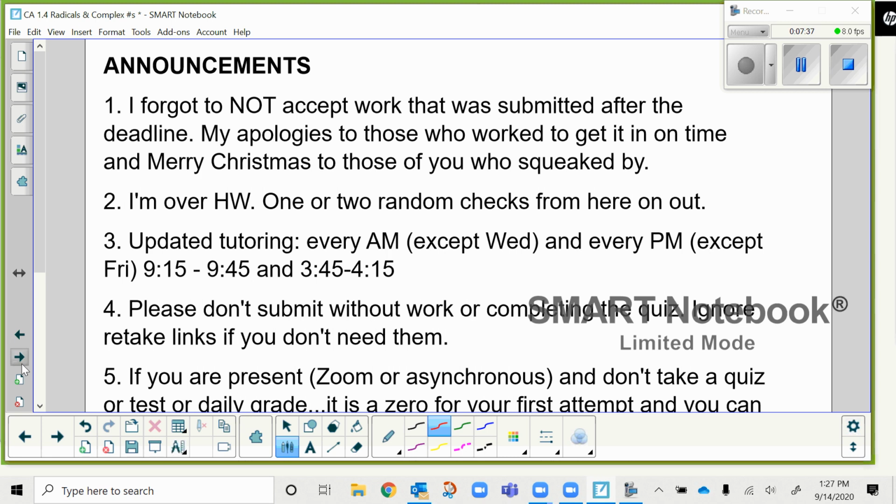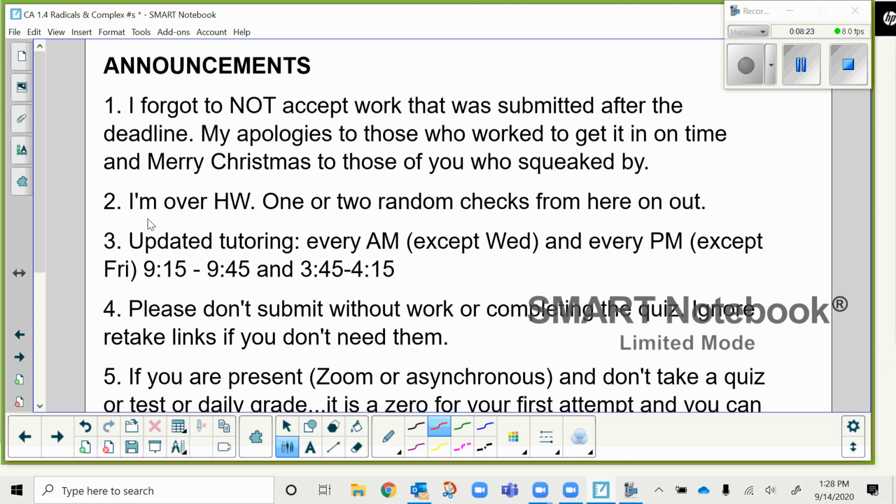Speaking of tutoring, the third announcement, I've updated my tutoring to just every morning from 9:15 to 9:45, except for Wednesdays, and every afternoon from 3:45 to 4:15, except for Fridays. If you look at your tutoring schedule, the other team teachers' names are on there for a couple days. You're welcome to go to those teachers, most especially if, for example, you had Miss Arnold for Algebra 2, and you understand how she teaches and her personality is a better fit for you than mine. You are free to go to her assigned tutoring day. But if you never had Miss Arnold and you'd rather come to me on her assigned day, you're welcome to. I just opened up all my afternoons.